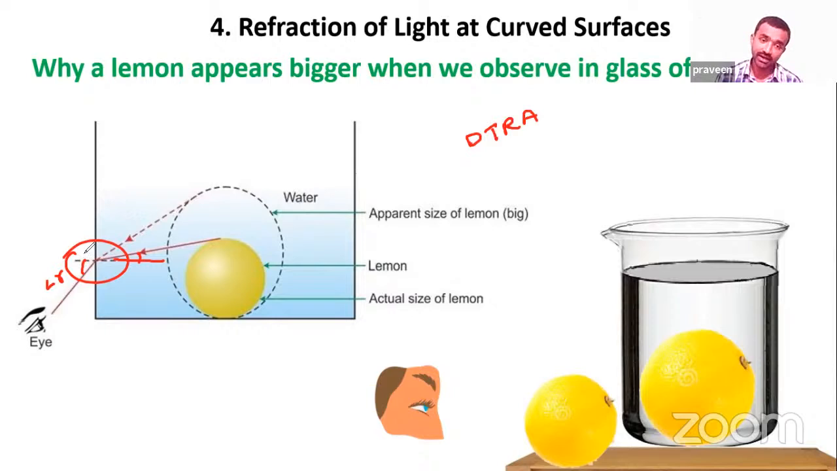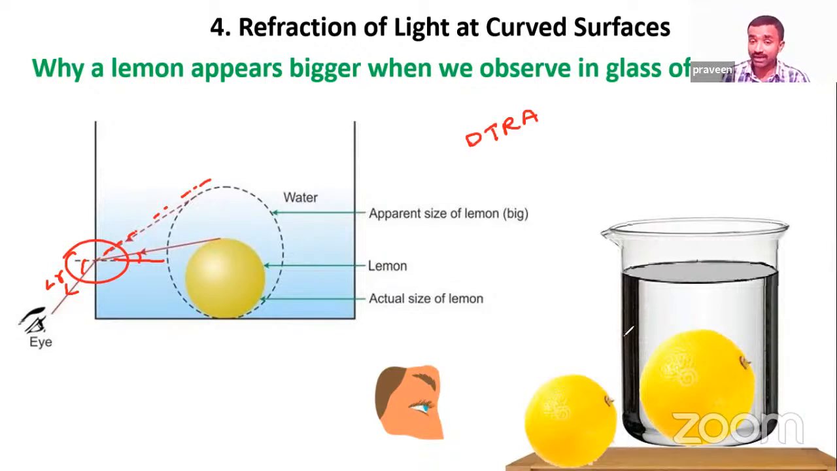So that's why here you are observing this light ray move in this way, but our eye estimates that light is coming from a certain point lying above the lemon. Just it is above the lemon. So simply for this also you are able to explain that.